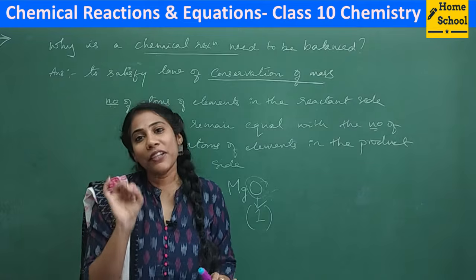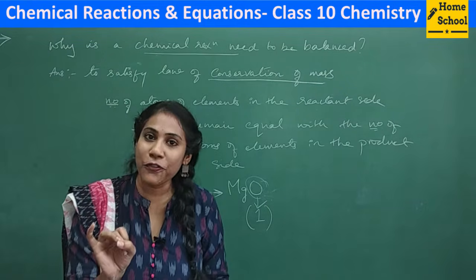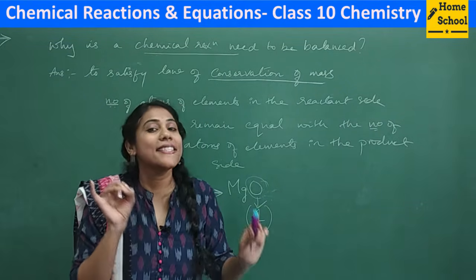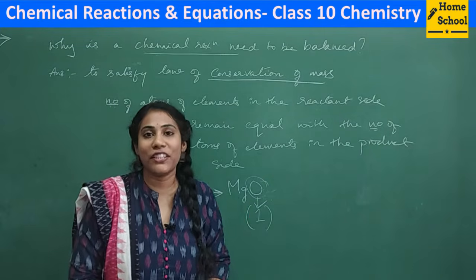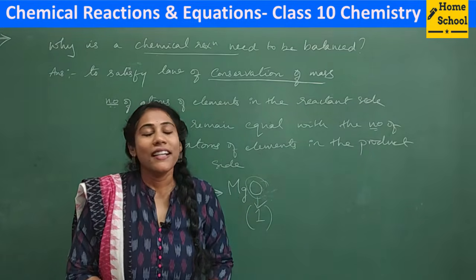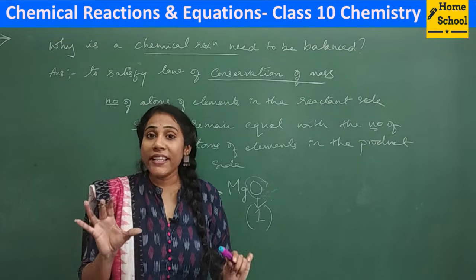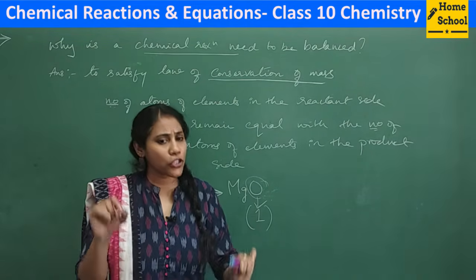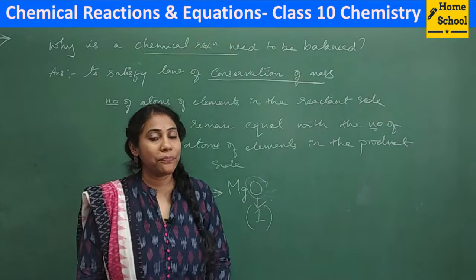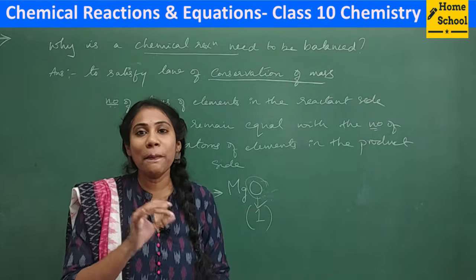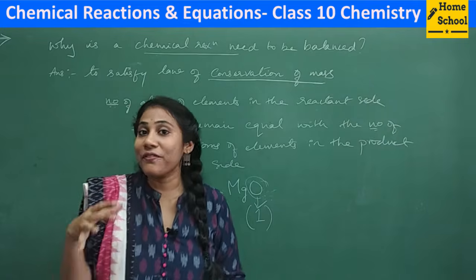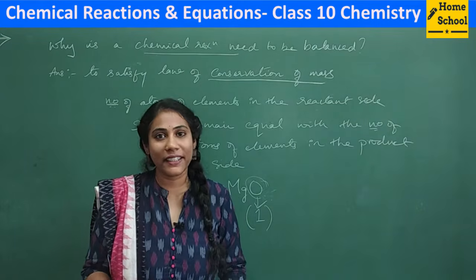Only if a chemical equation is in balanced form can we say it is 100% a chemical equation. Otherwise it is not. So whenever you write a chemical equation, it should be in a balanced form. Now let us learn how to balance a chemical equation with the help of a beautiful trick.